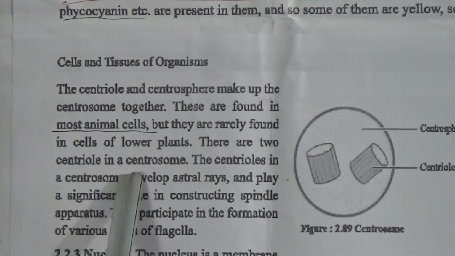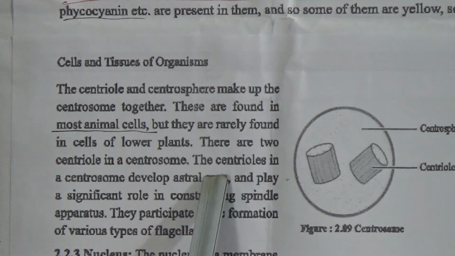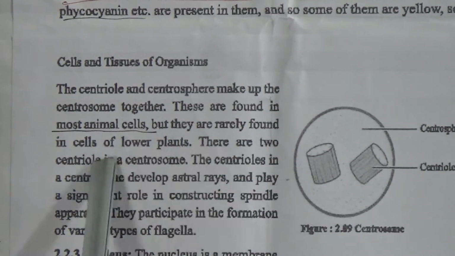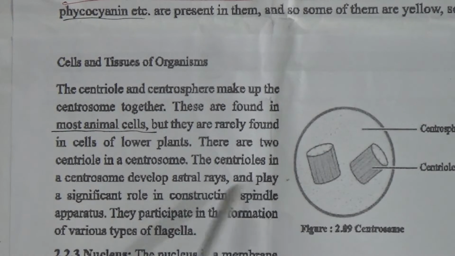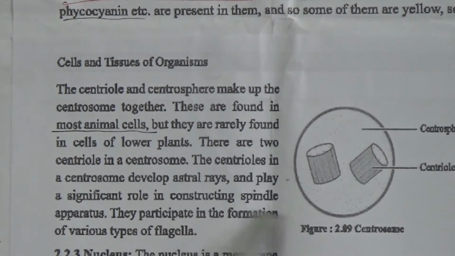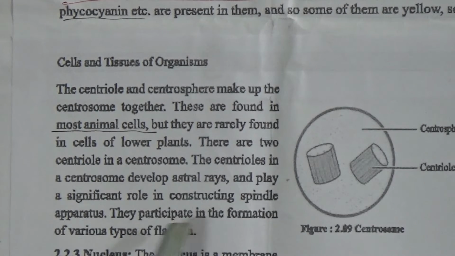There are two centrioles in a centrosome. The centrioles in the centrosome develop astral rays and play a significant role in constructing the spindle apparatus. They participate in the formation of various types of flagella.